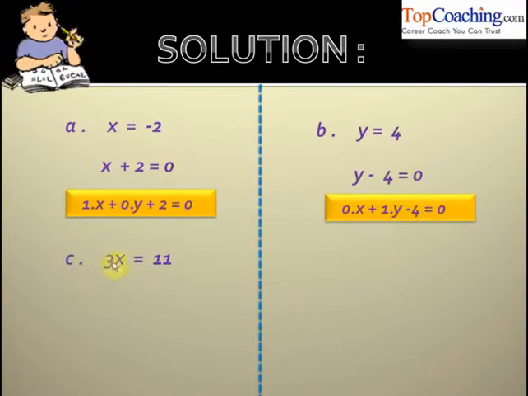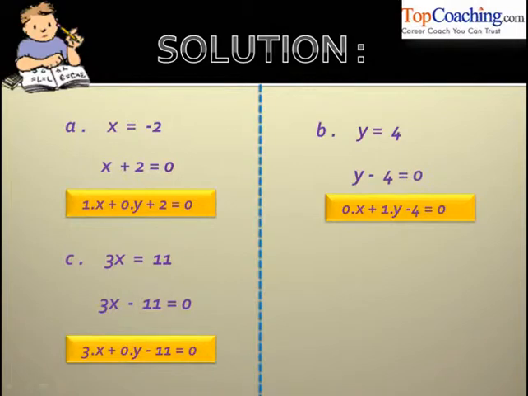The third is 3x equal to 11. Now we can write this as 3x minus 11 equal to 0, and here we see that y is absent, so we can write this as 0 times y, and thus 3x plus 0 times y minus 11 equal to 0 represents the same equation, but here the equation becomes an equation in two variables x and y.